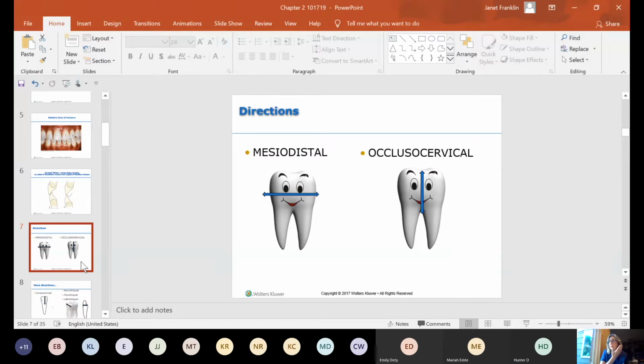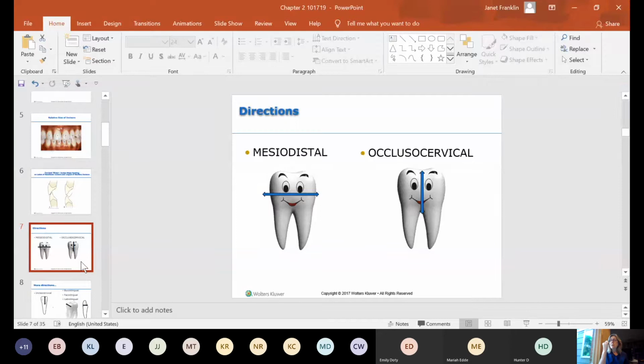Or the facial, buccal, labial surface. If we talk about occlusocervical, the cervical area is the area where your gum line is. The area of the tooth closest to the gum line is the cervical area. The area closest to the biting or cutting surface is either going to be the occlusal or the incisal. So if we say occlusocervically, we're talking about going from the occlusal surface to the gum line.